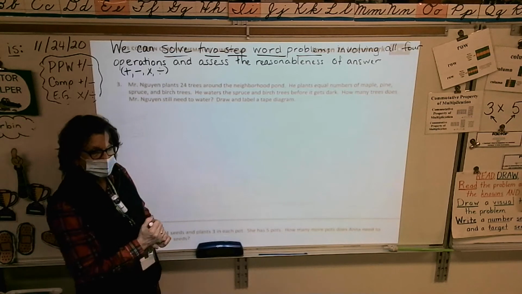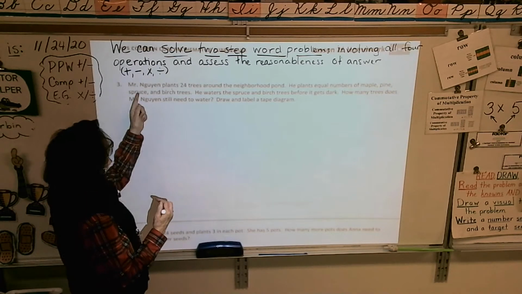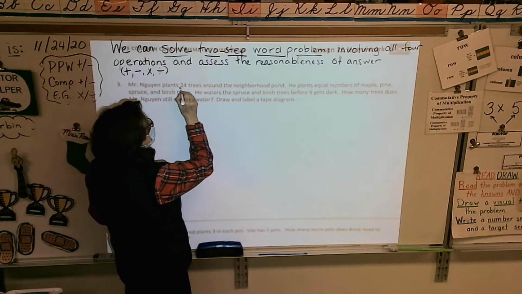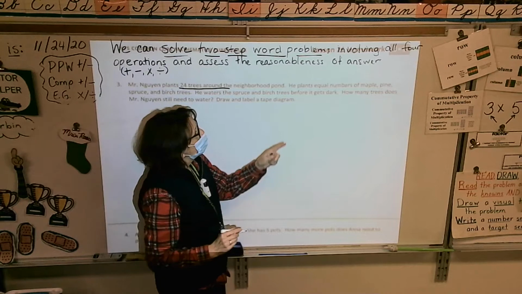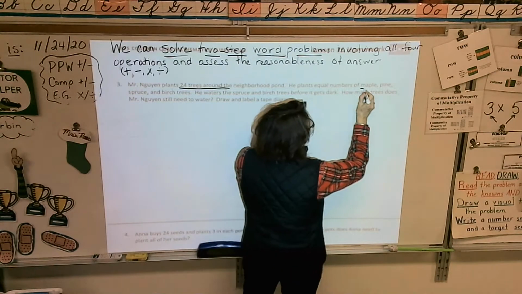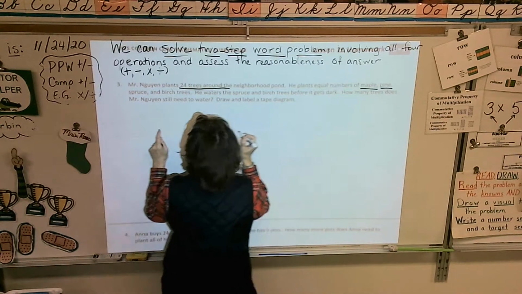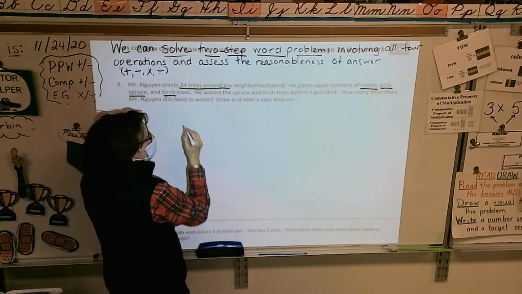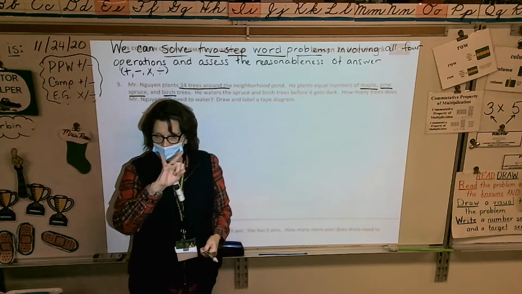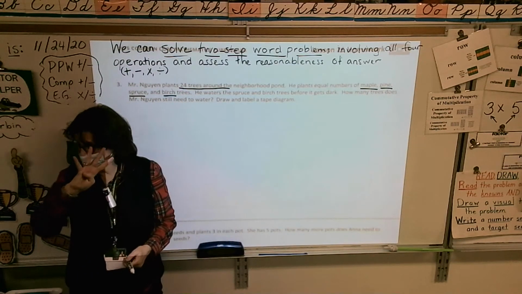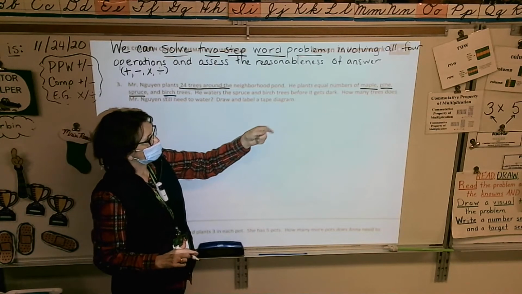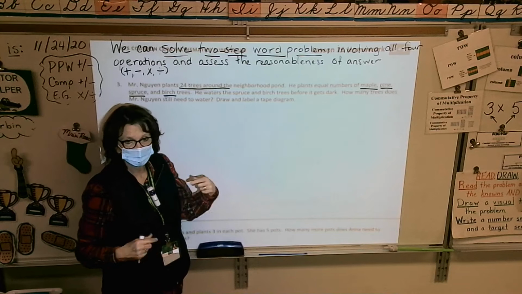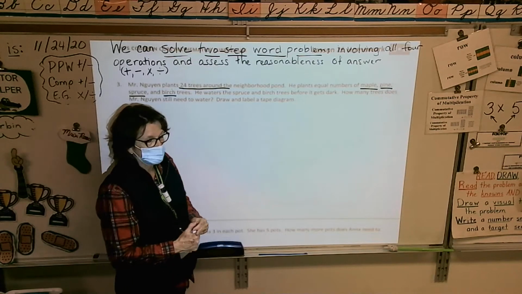So let's go back and underline our notes. Mr. Nygan plants 24 trees around the pond. So 24 trees. He plants an equal number of maple, pine, spruce, and birch trees. So maple, pine, spruce, and birch, that's 4 different trees, right? Okay, he waters the spruce and birch trees before it gets dark, and then we have to figure out how many he has left for water.